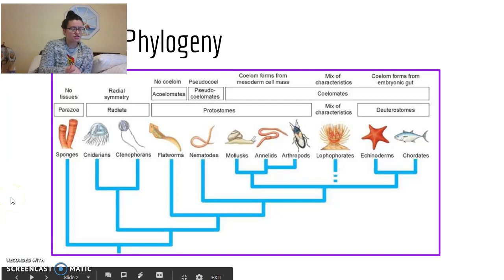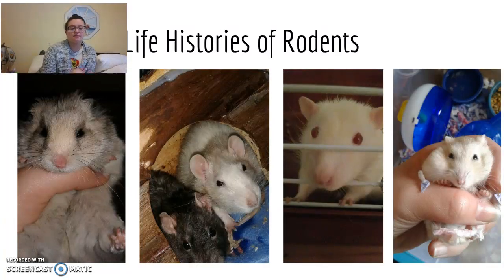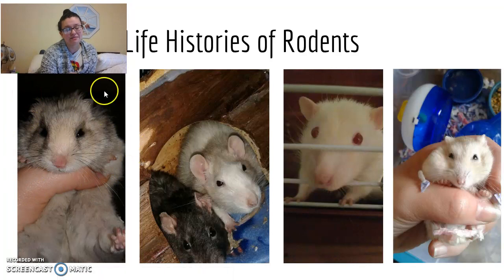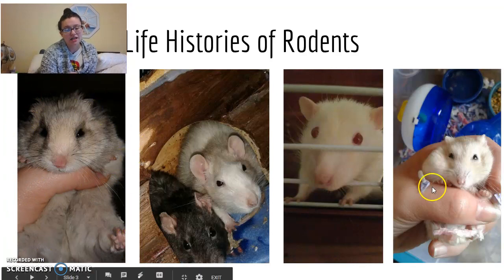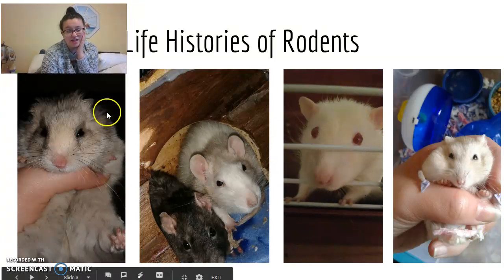Moving on to question 2. I decided to do my life histories on rodents. So he was my hamster. His name was Simon. He passed away. These are all old photos. This is Rizzo. She passed away. This is Audrey. She is still living. This is Aries. He is still living. And this is Stan. He passed away. But I have a hamster.